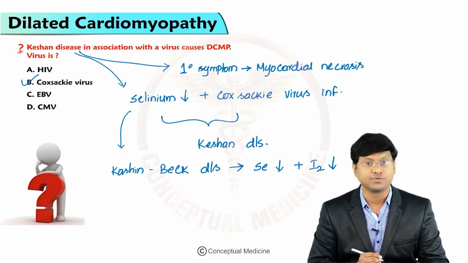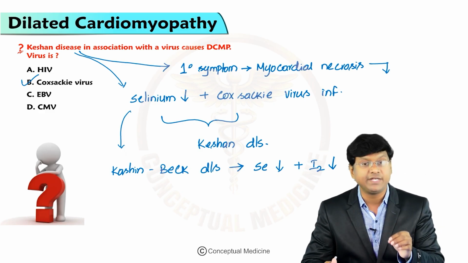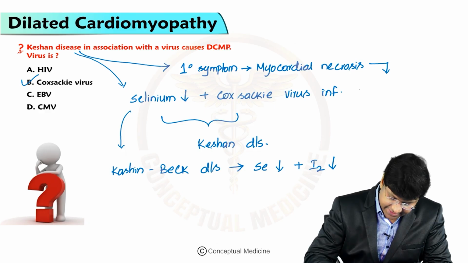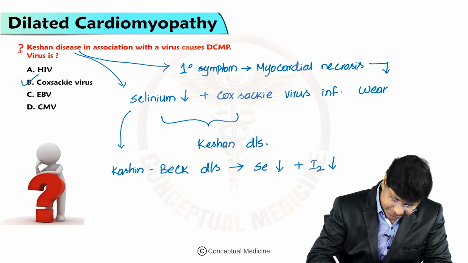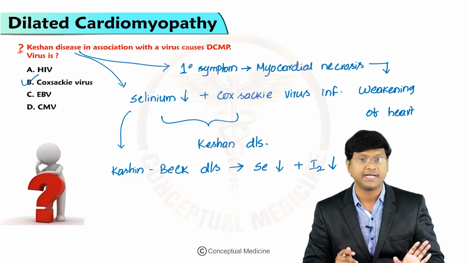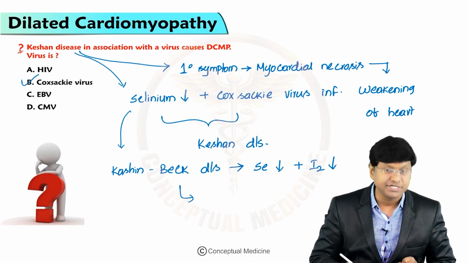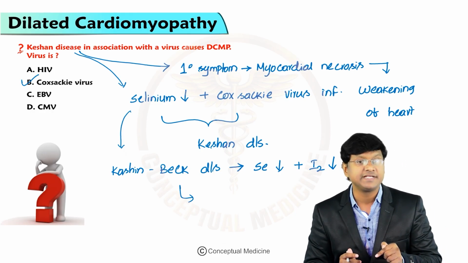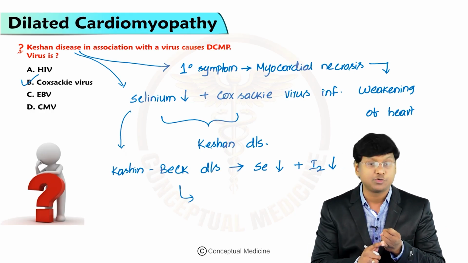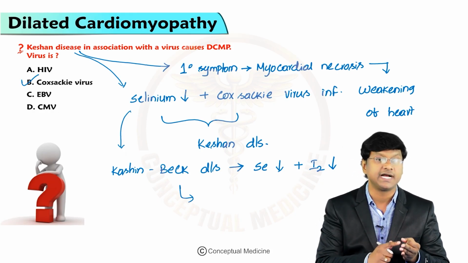Right, myocardial necrosis, and because of myocardial necrosis, that will lead to weakening of the heart. Whereas in case of Keshan-Beck disease, Keshan-Beck disease results in atrophy, degeneration and necrosis of the cartilage tissue.